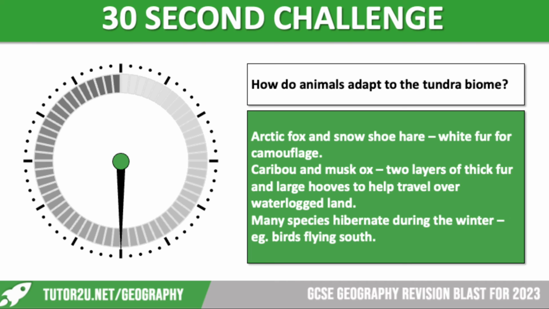Caribou and musk ox also have really large hooves, which enables them to travel over waterlogged land, and it protects their feet from rotting, and it also means they can use them to break through thick ice in order to find drinking water. And finally, many species in the tundra also hibernate during the winter, whereas others migrate to warmer regions such as birds flying south.